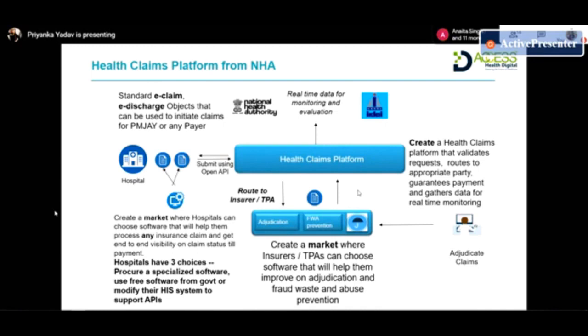So basically, they will tweak their system to generate these e-objects as output that can pass through the health claim platform. So there are 3 options. Either you use the free software provided by NHA, or you tell your existing vendor to customize as per the specification provided. Third, when the market evolves, there will be similar applications like Paytm, Google Pay that will be readily able to sit on a legacy system and generate these e-objects.